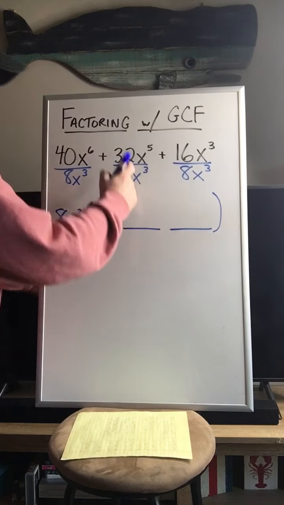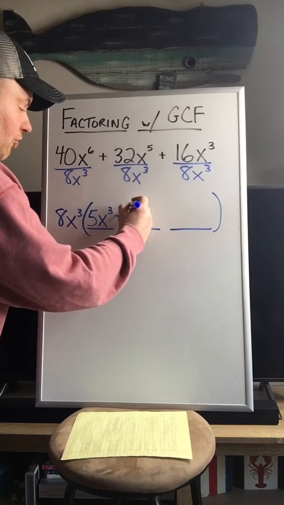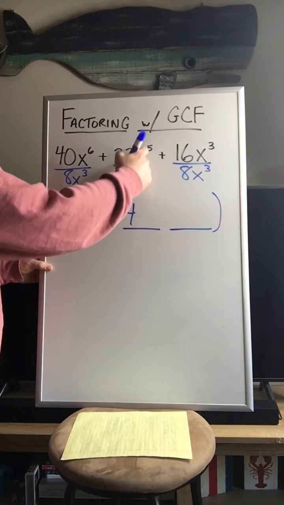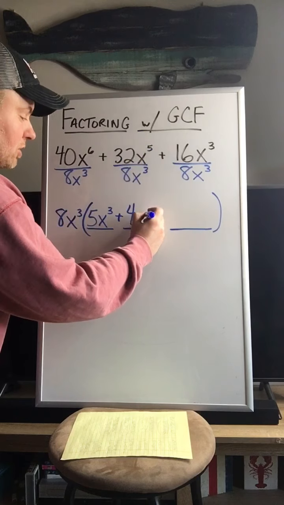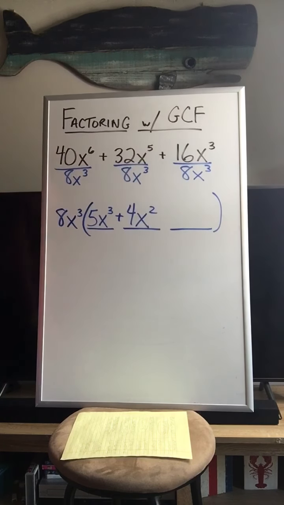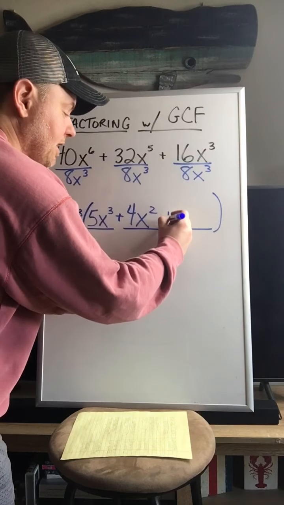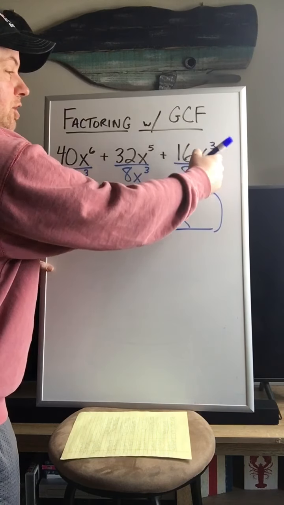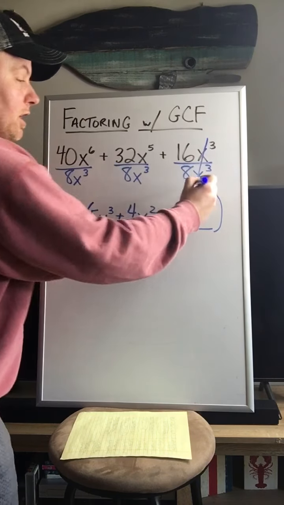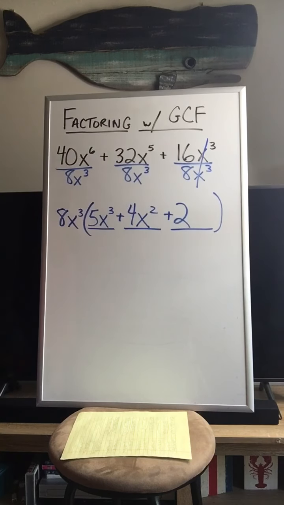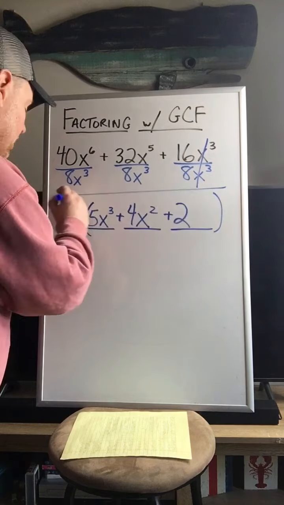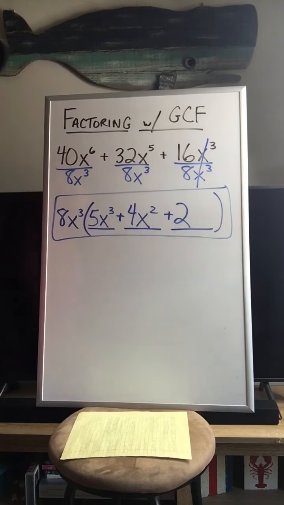And then here, 32 divided by 8 is 4. x to the 5th divided by x to the 3rd, subtract the exponents, would be x to the 2nd. And then lastly, 16 divided by 8 is 2. And x to the 3rd divided by x to the 3rd completely cancels out. So there'll be no variable part with the 2. So this is our final answer right here.